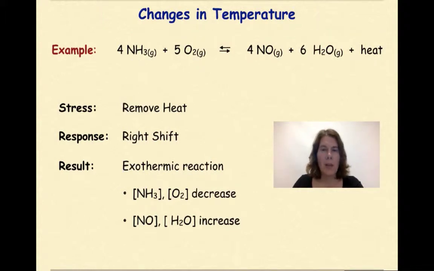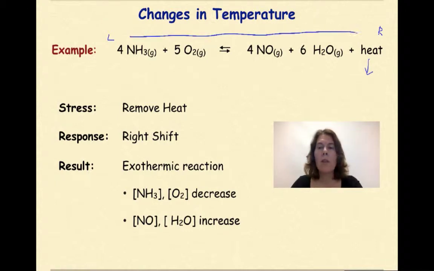Let's look at another example. We have the same example as before. This is my left and this is my right. In this case, the stress is a removal of heat, so I'm going to put a down arrow. Just like with concentration, we're going to shift to replace. So if heat is removed from the product side, ammonia and oxygen need to come together in order to replace the heat that was lost. So this is going to be a right shift, or a shift to favor products.